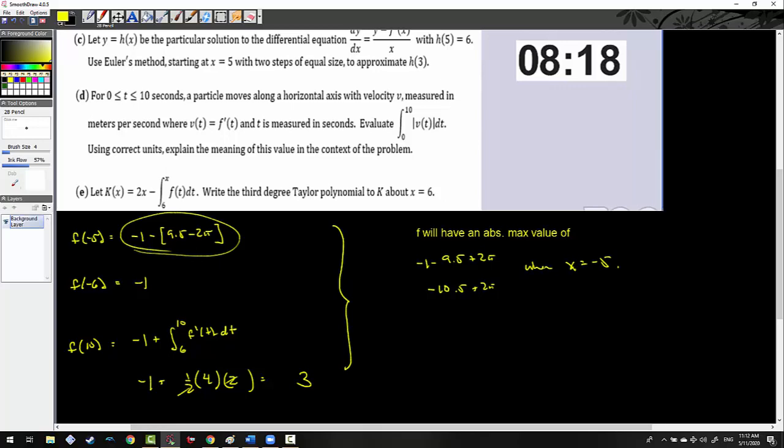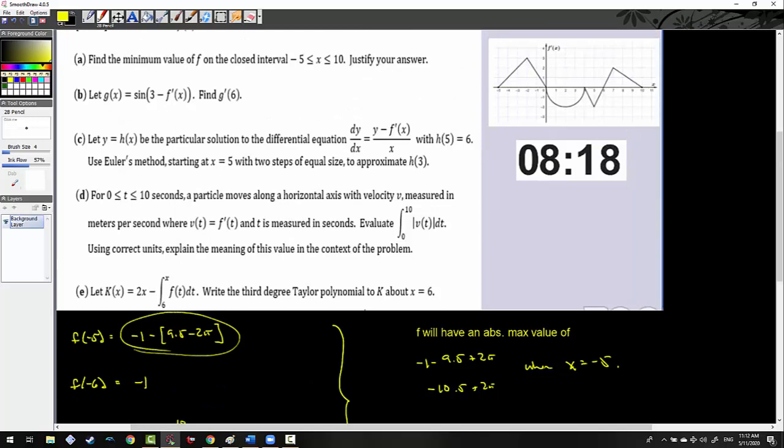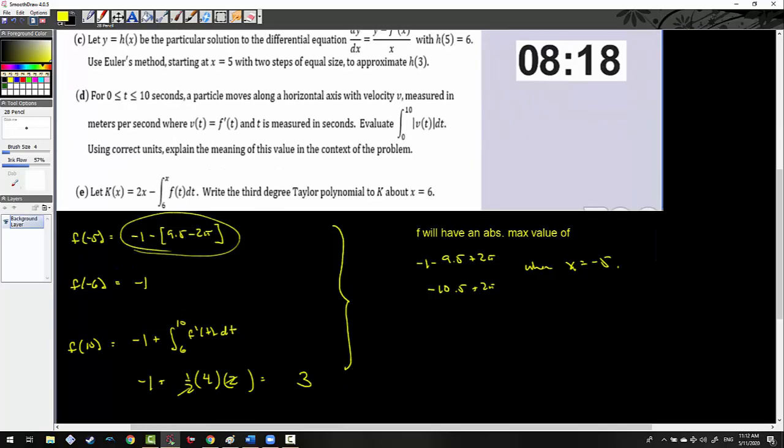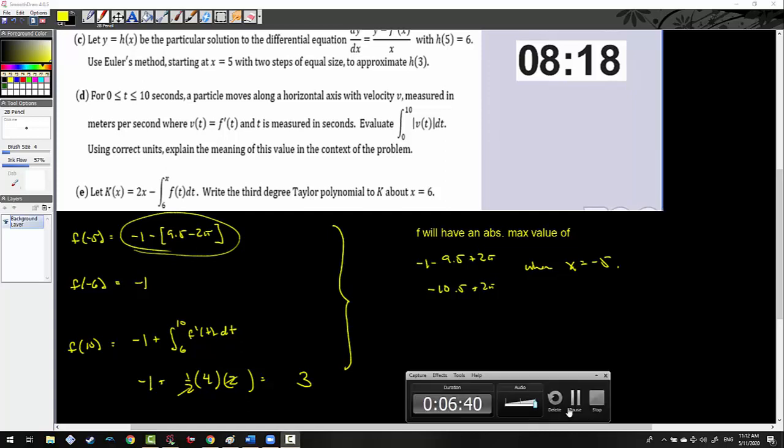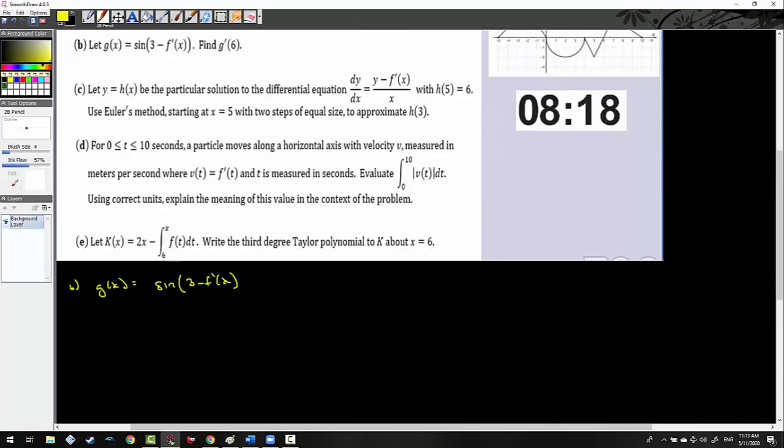So again, pretty time-consuming for part A. Just keep that in mind. You know, that was a pretty time-consuming problem. Let me clean up the board, and I'll be back with part B. And now we're back with part B.